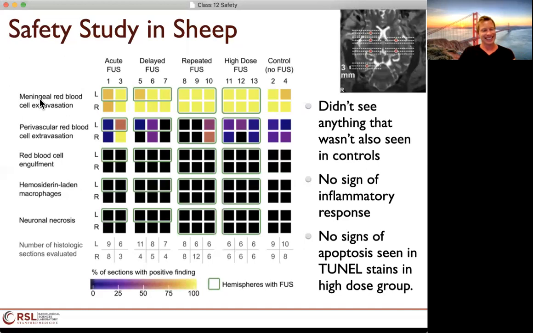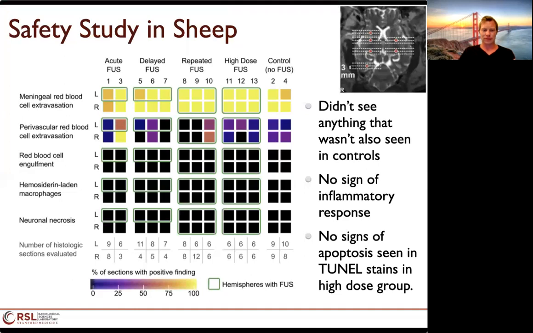So we did see meningeal red blood cell extravasation, in all of the sheep, so that was unlikely to be due to the focused ultrasound. There was perivascular red blood cell extravasation, and again, we saw that in all of the sheep, so again, that would not have been due to the ultrasound. We never saw red blood cell engulfment, hemosiderin-laden macrophages, or neuronal necrosis. All of these would have shown up 4 days later, as signs of an inflammatory response to an event. And we never saw that.